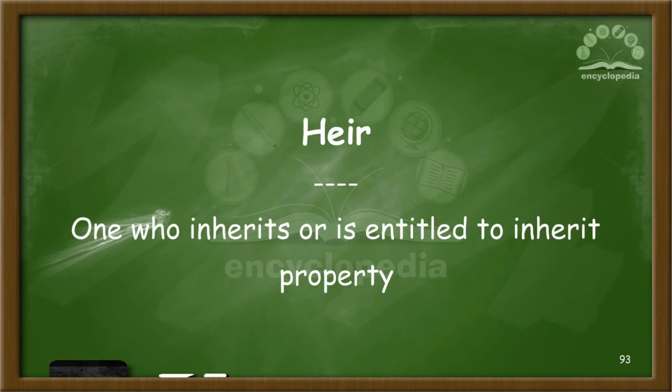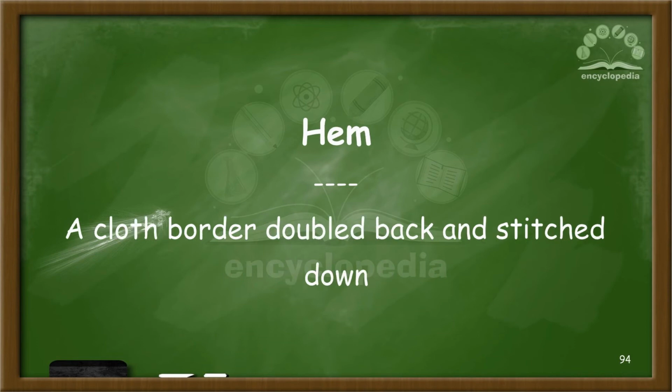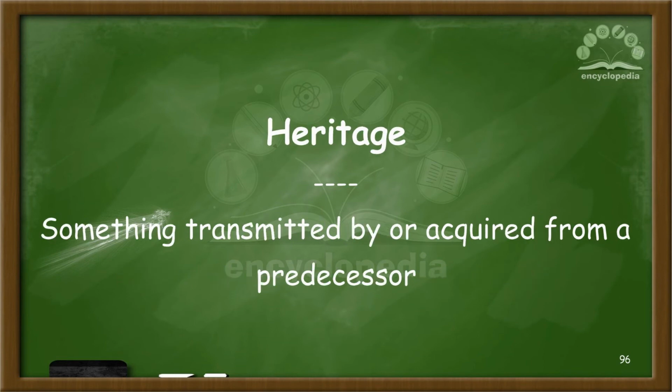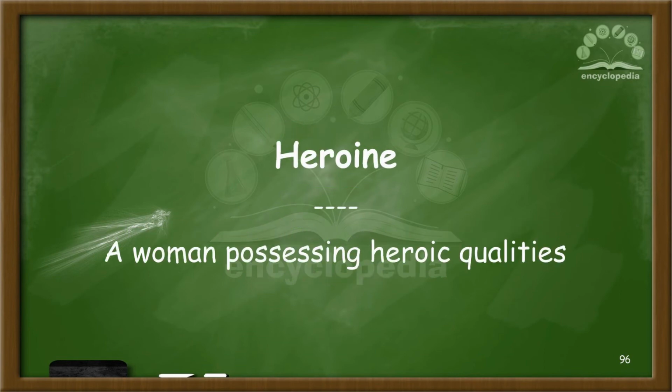Heir. Heir means one who inherits or is entitled to inherit property. Hem. Hem means a cloth border doubled back and stitched down. Hence. Hence means used to introduce a logical conclusion from that fact or reason, or as a result. Heritage. Heritage means something transmitted by or acquired from a predecessor. Heroine. Heroine means a woman possessing heroic qualities.